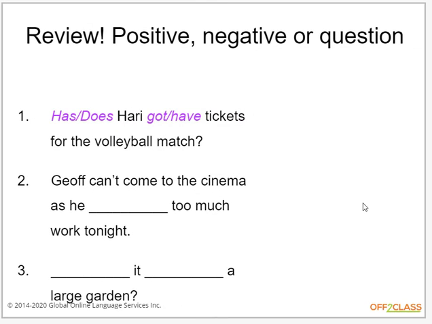So here are some gap fill exercises to practice this now. Ready? For each section, I want you to use the correct version of has or have or does or got. You see this? So the first one is: has, does, has Harry got tickets for the volleyball match? Does Harry have tickets for the volleyball match, right? So has Harry got tickets? So what's the correct verb here, right?